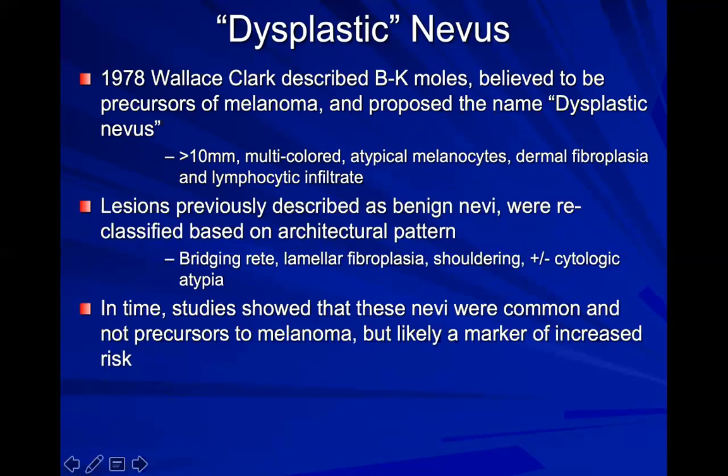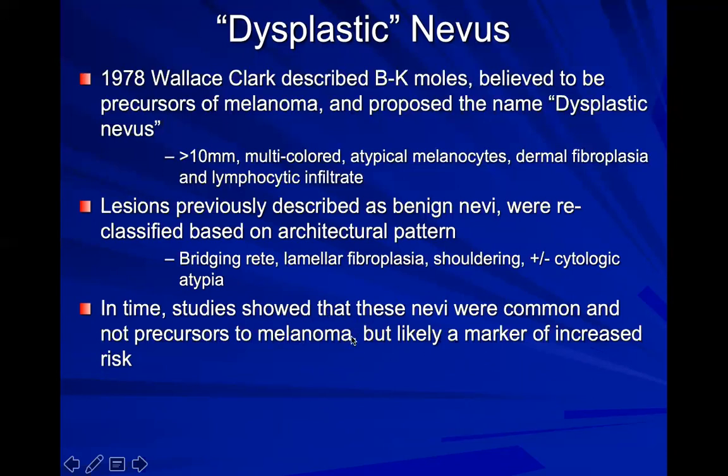So what happened is all of these previously benign nevi were now reclassified as Clark's or dysplastic nevi because they shared this architecture, whether or not they had atypia. And the other problem is that almost all acquired nevi, all the flat dark nevi that you get after childhood, have this architecture. So in time, we looked at these studies and they showed that these nevi were common and they were not precursors to melanoma. These shared architecture but were not necessarily very atypical or large. And they were just likely a marker of increased risk.